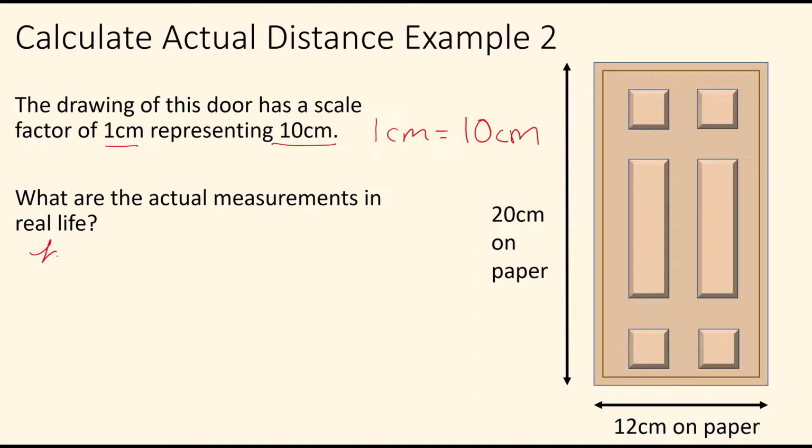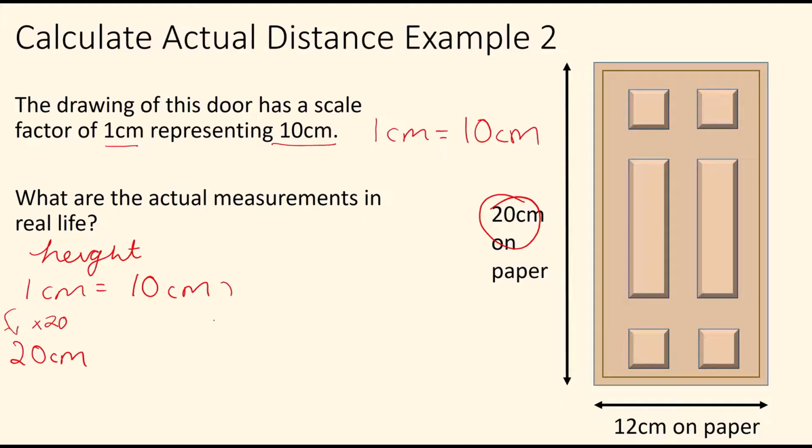Let's look at the height of the door first of all, and I'm going to rewrite out that scale factor. Okay, the height of the door on paper is 20 centimetres. To get from 1 to 20, I would have had to have times by 20. So whatever I've done to the left hand side, I have to repeat on the right. So I'm going to do 10 times 20, which equals 200 centimetres. So in real life, the height of the door is 200 centimetres.